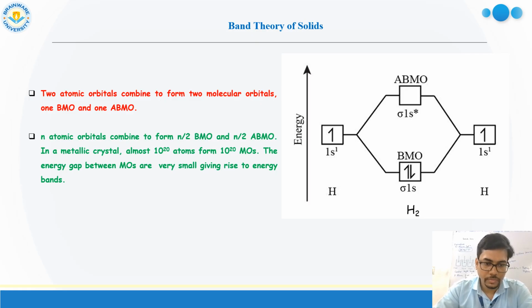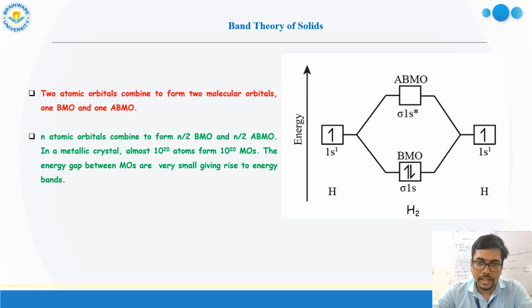For a very simple example, I have taken here the formation of the hydrogen molecule. How is the hydrogen molecule formed? The hydrogen molecule is formed from two hydrogen atoms. Each hydrogen atom contains one electron in the 1s orbital. Okay, so these orbitals are called atomic orbitals.